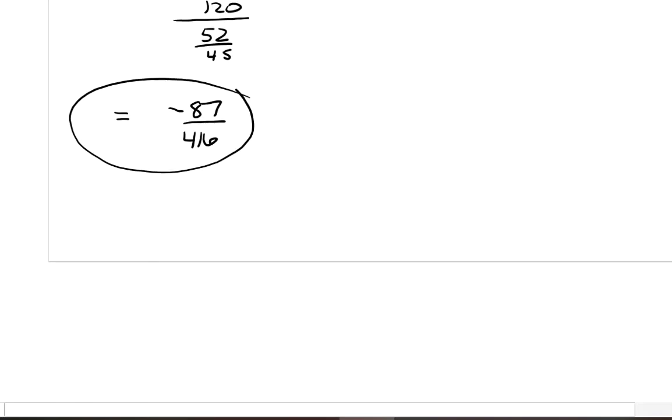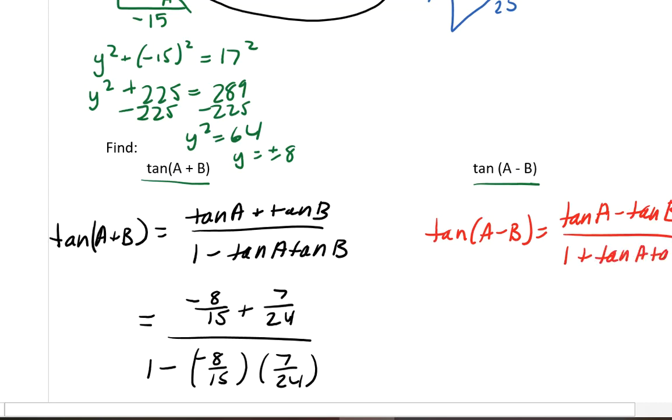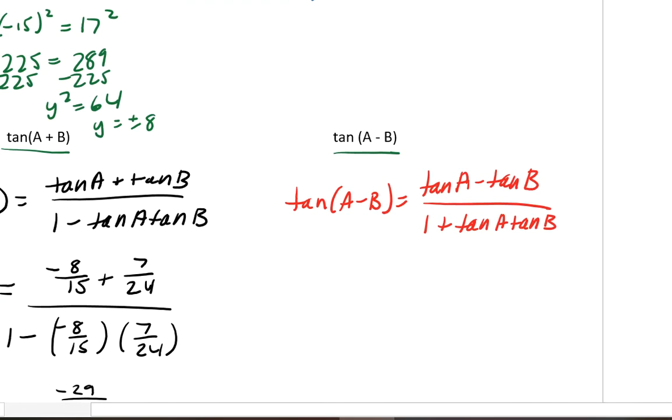Okay. So one more problem, and that's just doing the subtraction. So instead, this is going to be tangent of A minus B is tangent of A minus tangent of B over 1 plus tangent of A tangent of B. I know I'm running off the page. So go ahead and pause the video and try that one out.